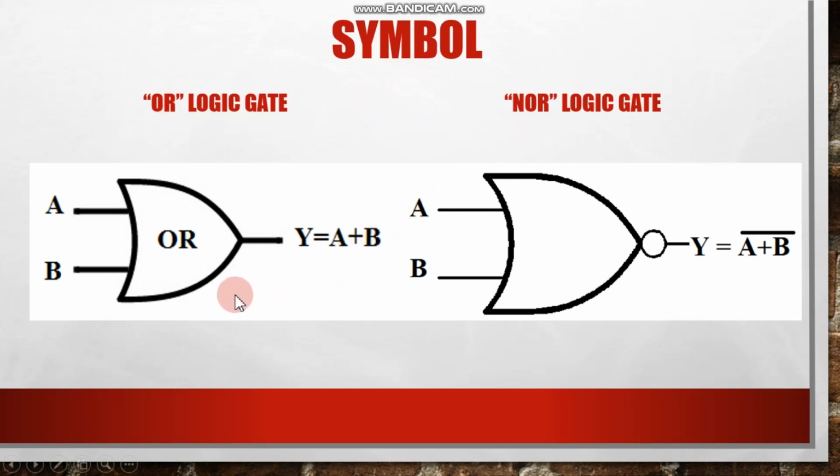I repeat, here for an example point of view, I have taken two inputs A and B for OR as well as for NOR. Output for OR is Y equal to A plus B. Output for NOR is Y equal to A plus B bar. This is the symbolic representation and the output equation for OR and NOR logic gate.